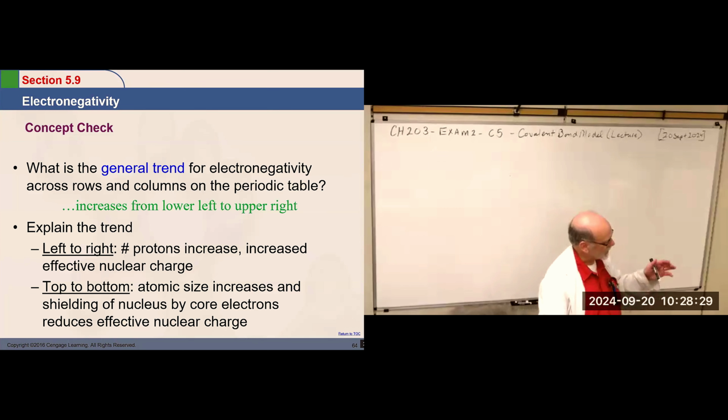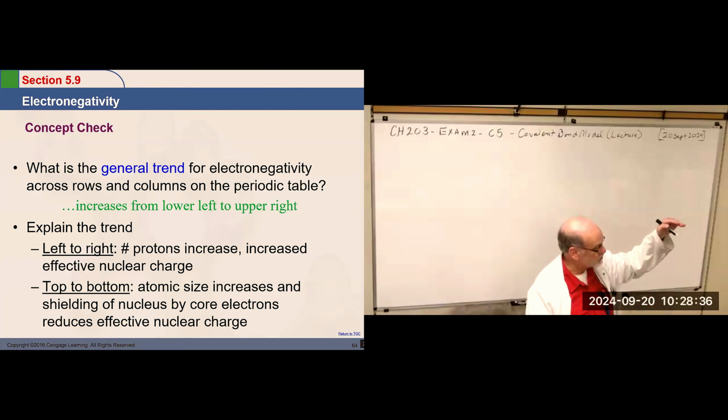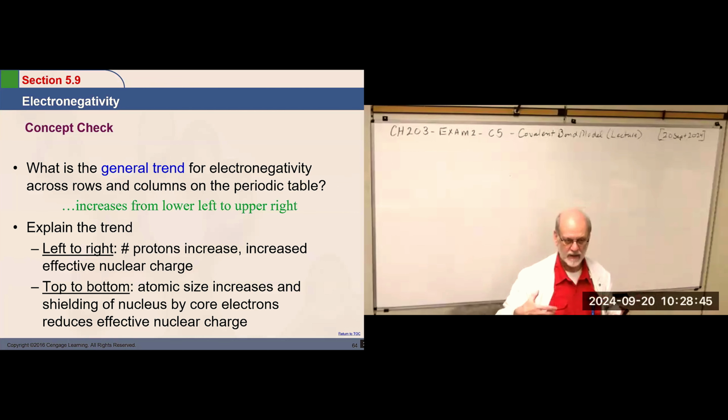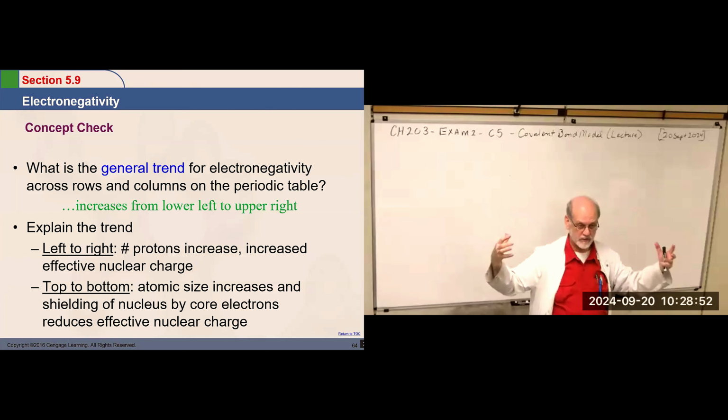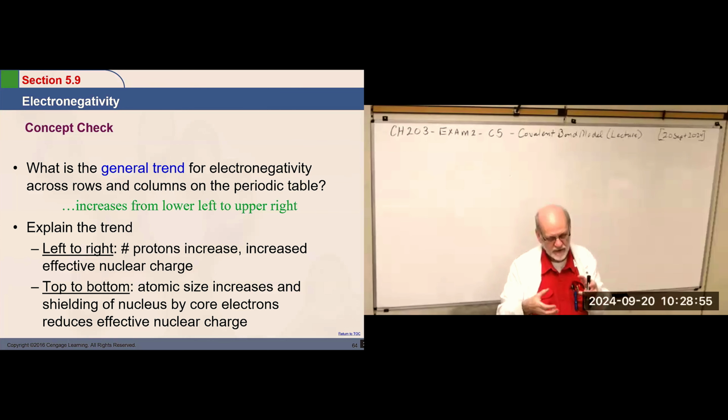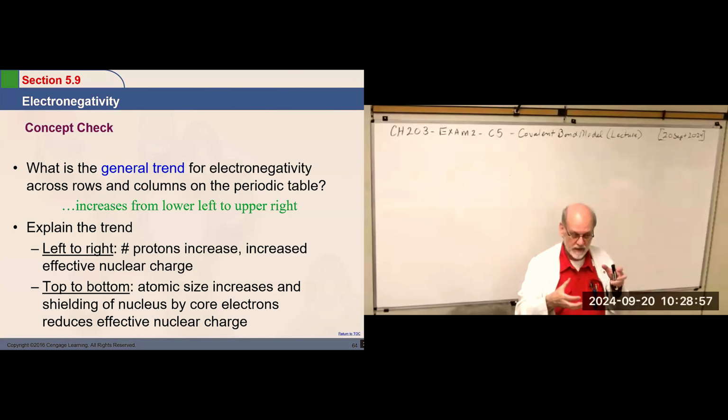And then from top to bottom, or from bottom to top, what you see is an increasing size, right? Each time you move down from one period to the next, you're adding a principal quantum number shell. So it's getting bigger. You're adding protons in the nucleus, but you're adding electrons out here further away from the nucleus. Those are the valence electrons, and the electrons that are left over that you added on top of are the core electrons.